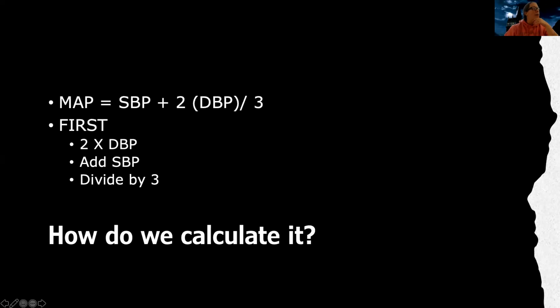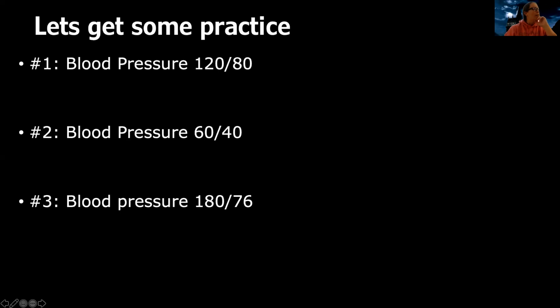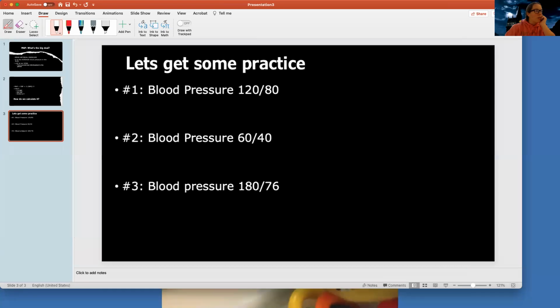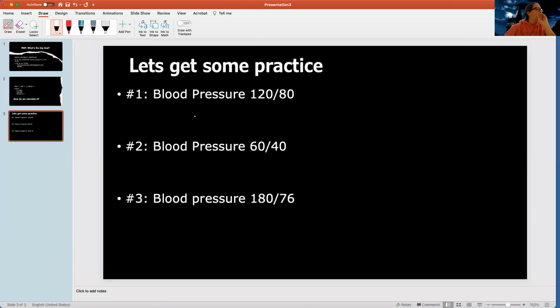So I always start by multiplying 2 times the diastolic blood pressure. Then I take that number and I add the systolic blood pressure. And then I divide whatever that number is by 3. That's the process I take. And to make it easier, I figured we would go ahead and actually get some practice. So let me make this bigger where you can see it. Let's get some practice together.